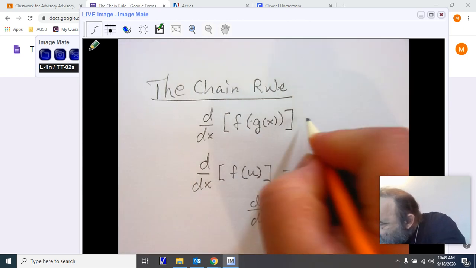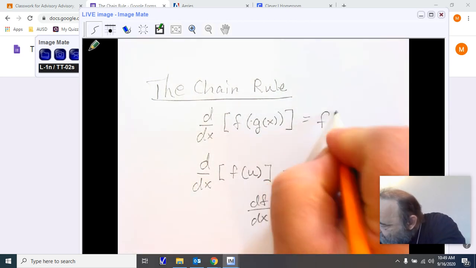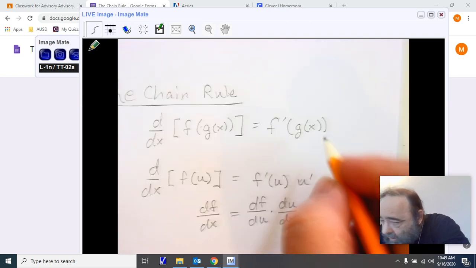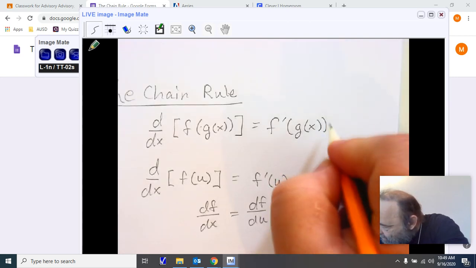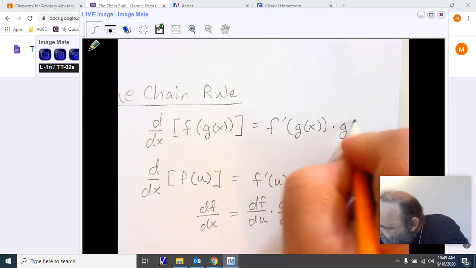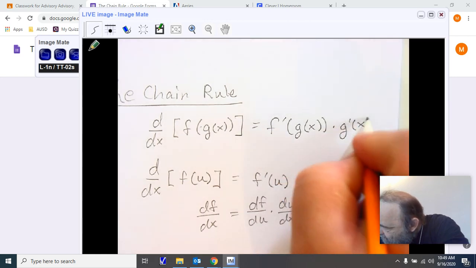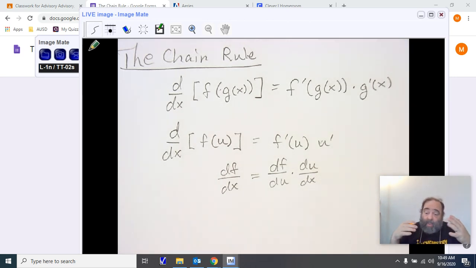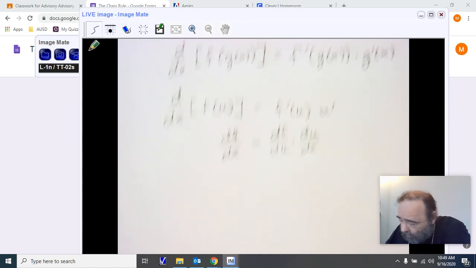And the process is to take the derivative of the outside piece, leaving the inside alone, and then multiplying by the derivative of the inside. Once again, this is called the chain rule. And depending upon how many functions there are, we could very easily have a chain that goes 3 or 4 or more steps. So let's take something very easy to work with.